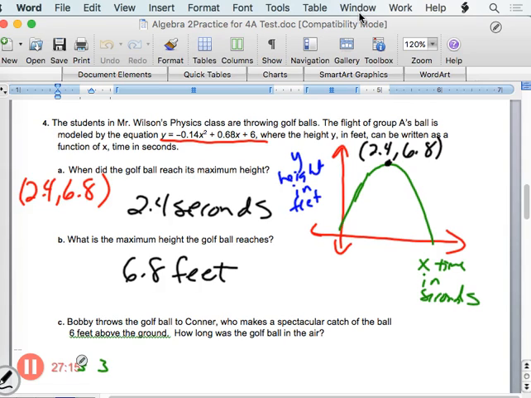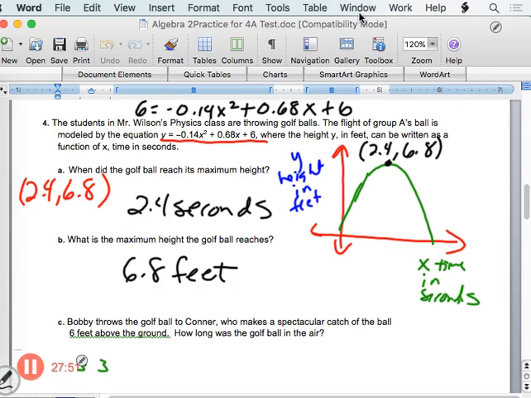And then it says, Bobby throws the golf ball to Connor. He makes a spectacular catch of the ball 6 feet above the ground. How long was the ball in the air? So that means this is a 6. And what we could do, if we wanted to do this by hand, is we could subtract 6 from both sides, and this would be factorable. We could factor an X out and we could get the answer. So we wouldn't have to use the graphing calculator.